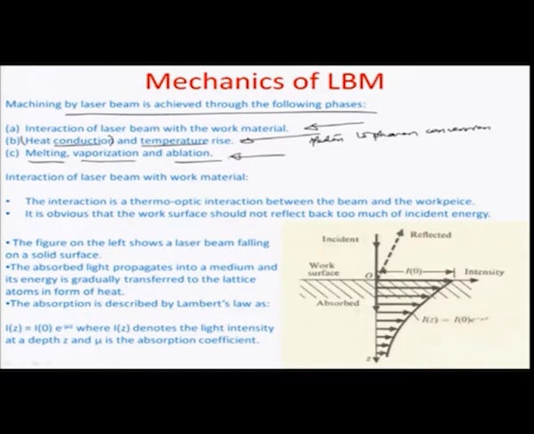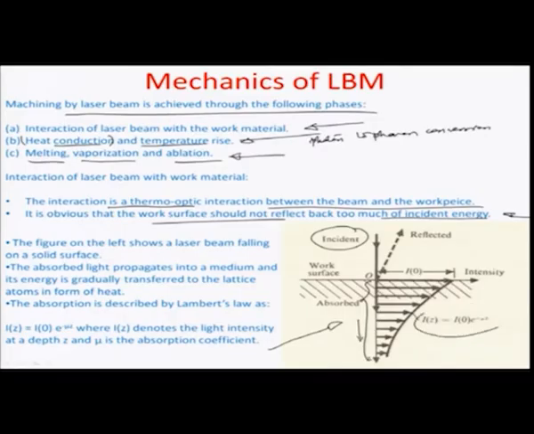The interaction is thermo-optic in nature between the beam and the workpiece. It is obvious that the work surface should not reflect back too much of incident energy, because that is a loss. The idea is that how the absorption happens is reflected in this figure here, where the incident intensity on one side falls onto the surface in question, and there is a gradual absorption and shortening of the intensity as one goes into a certain depth, which is given by this Beer's law.